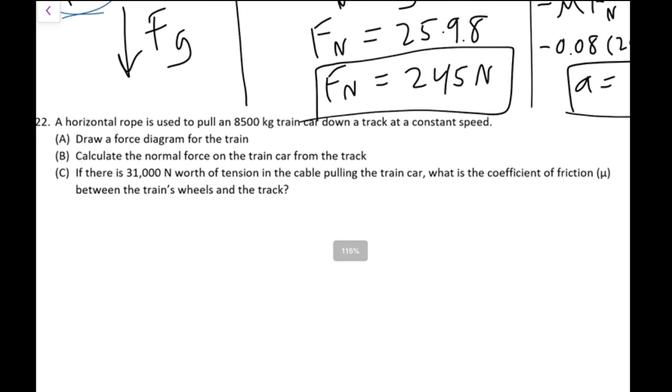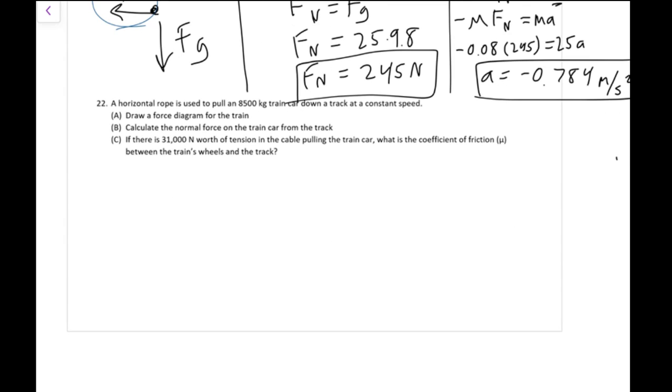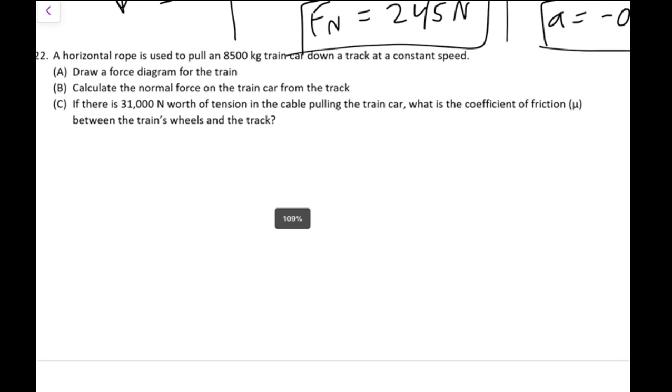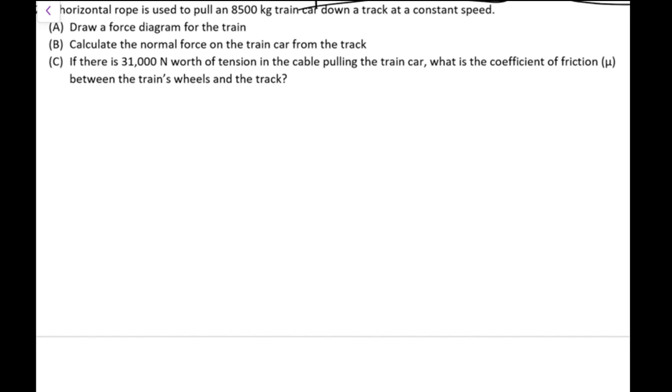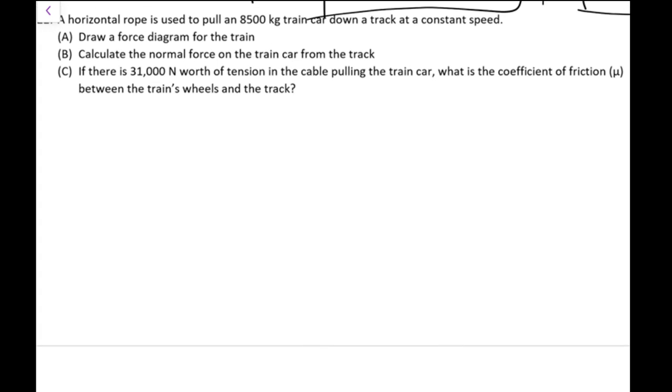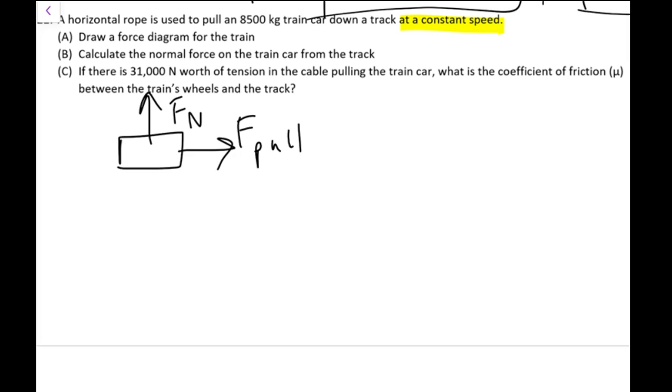And then the last example on the review, number 22. A horizontal rope is used to pull an 8,500 kilogram train car down a track at constant speed. Constant speed, that's important. Draw a force diagram for the train. There's our train. We have the pole. We have the normal force. And we have gravity.